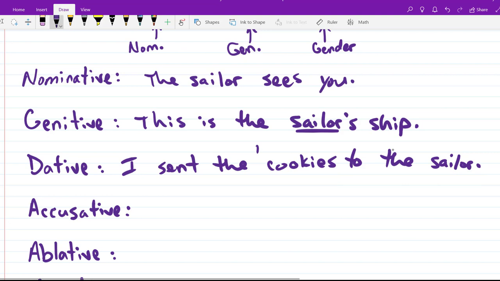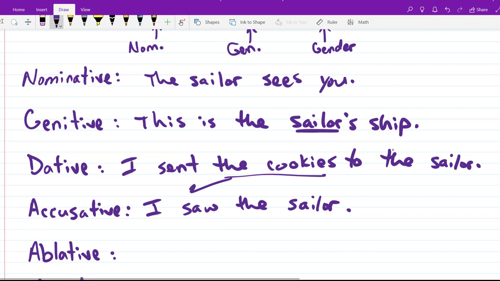The accusative, if I said, "I saw the sailor," what does that say? I am doing the seeing. Who am I seeing? The sailor. That's your accusative. It's directly affected by my seeing. Just like in the dative sentence, "I sent the cookies," the cookies is an example of the accusative, or the direct object.